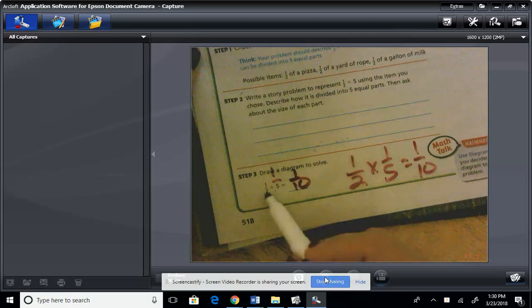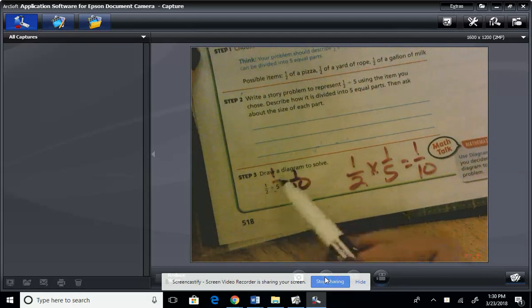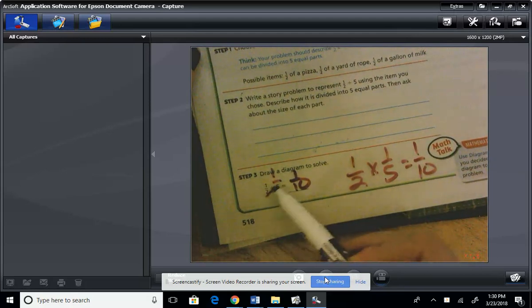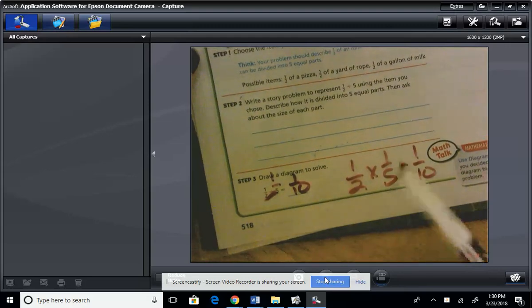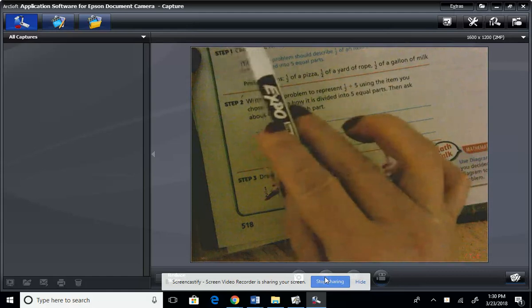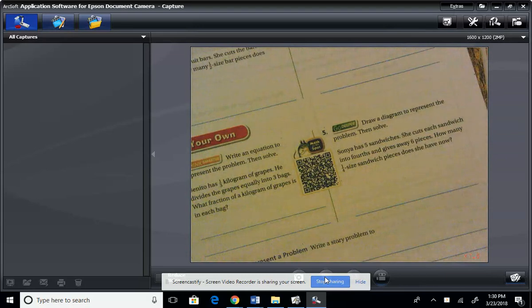Because when you start with a fraction, you just multiply those bottom numbers together and carry over the top number. When you have a whole number, you just multiply the bottom numbers together. Okay, hope that's starting to make sense. Okay, so let's complete another one.